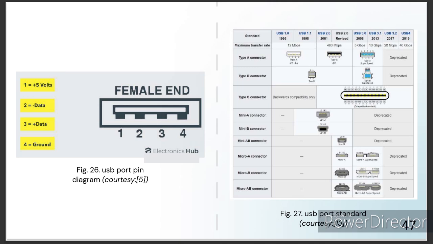USB-B. External hard drives and printers are typically connected to PCs using USB-B connectors. They are less common than the other USB cable varieties. Mini USB. Mini USB connection is substantially smaller. It can connect devices like MP3 players and cameras.